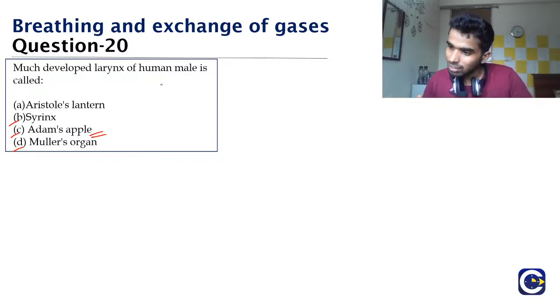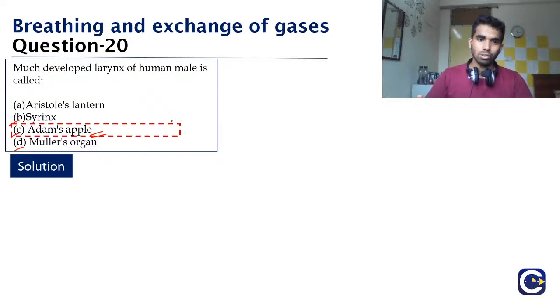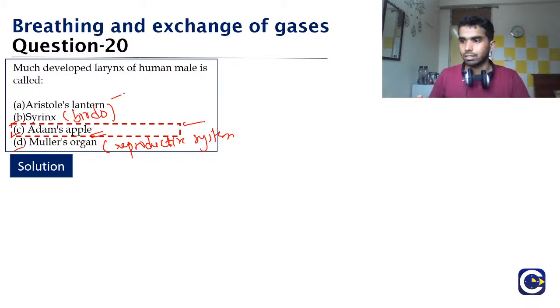So Akshaya was the first one to answer, yes, it is the Adam's apple. So it is option C. And mind it that syrinx is present in birds, and Muller's organ is related to the reproductive system. And you don't need to know Aristotle's lantern.